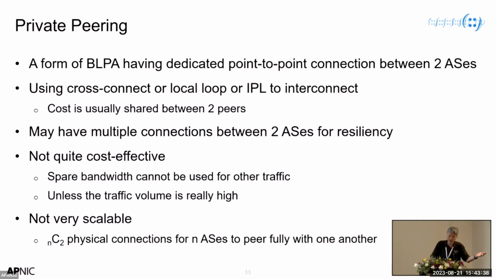And the cost is usually shared between the two peers. And if you want resilience, you can have multiple connections. But the point is, you can use that circuit only for communications with your particular peer. You cannot use that circuit to communicate with other networks. So it's not very cost effective, especially if you buy a very high speed circuit but the usage is low. But of course, if the traffic volume is high, then it's cost effective. And it's not very scalable.